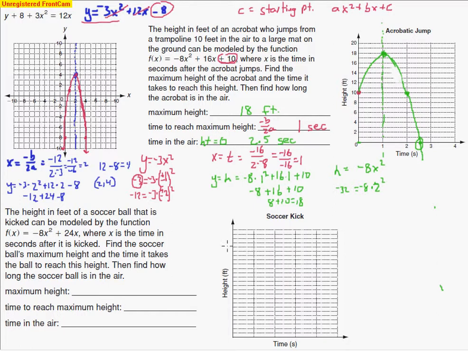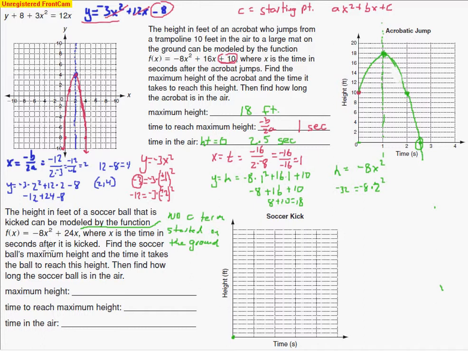Well, let's take a look at the next one. Here it says the height in feet of a soccer ball that is kicked can be modeled by the function. Now notice there's no c term. There's no value in which we just have a constant. That means the soccer ball started on the ground. Since we see no c term, that means that it started on the ground. And so that's something that you should always look for, where it starts. So we know it starts right here on the ground. That's the height in feet there.